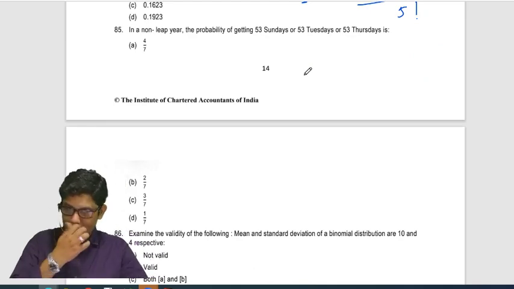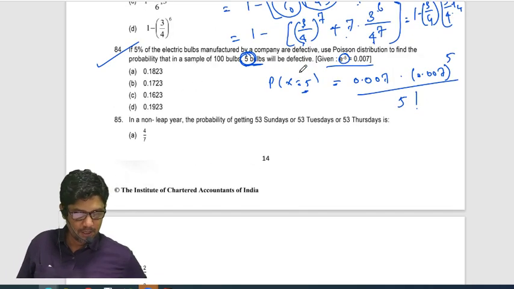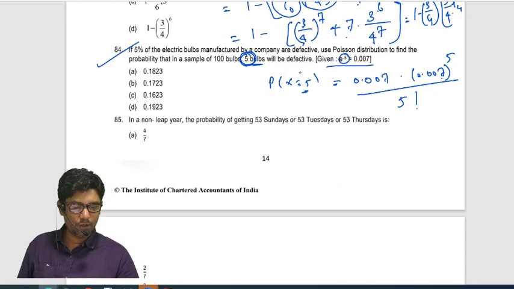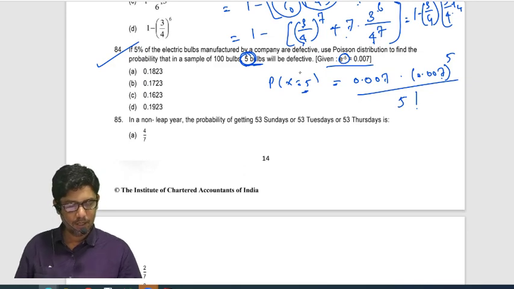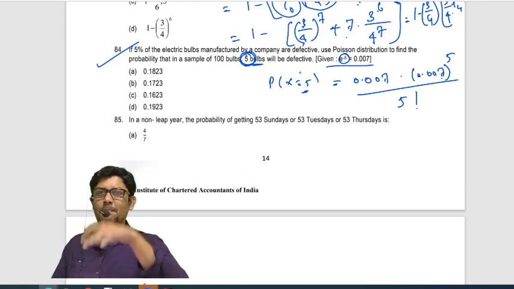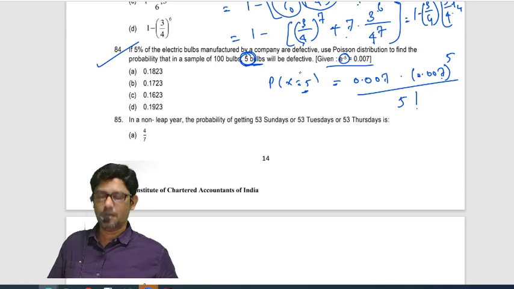Yeah. What is the answer? Tell me. 0.000007 whole power 6 divided by 120. Please make it fast. Whatever answer you are getting, multiplied by 100, because sample of 100 bulbs. What answer you are getting?